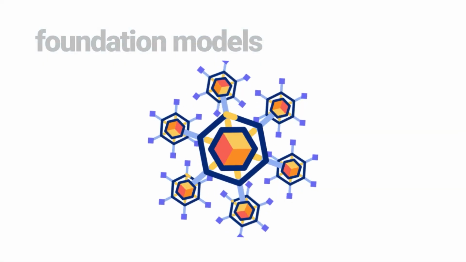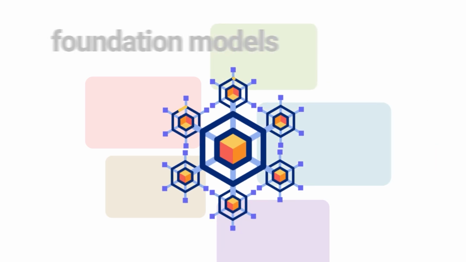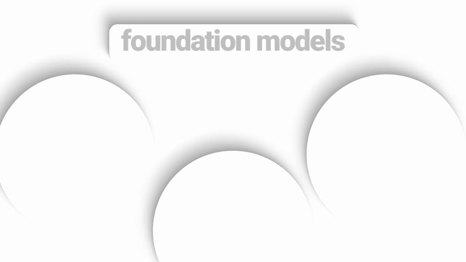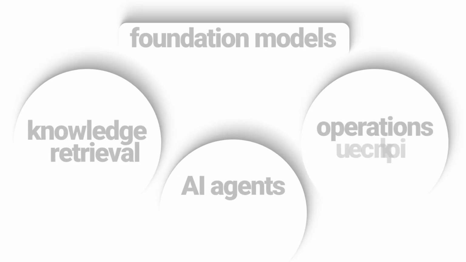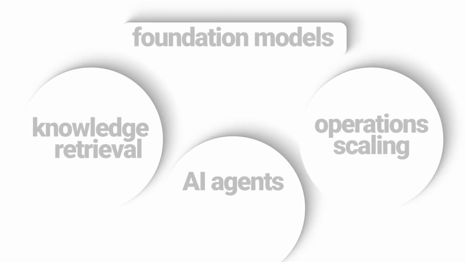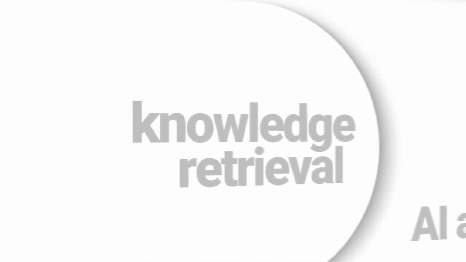Foundation models are, well, a foundation for the generative AI adoption in a business. What comes after are the three pillars guiding transformation: knowledge retrieval, AI agents, and operations scaling. First, let's talk about knowledge retrieval.